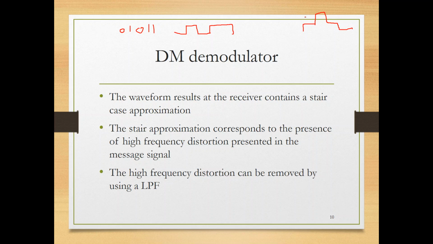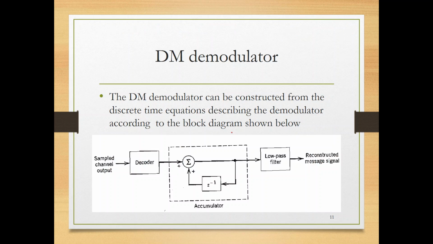At the end of the day, you will end up having what? A stair function. Yes? You pass this to a low pass filter. After the low pass filter smooths the transitions, you get your analog signal back at the receiver side. Of course, the stair function results in distortion. We call it high frequency distortion, and it can be removed by passing your signal into a low pass filter.